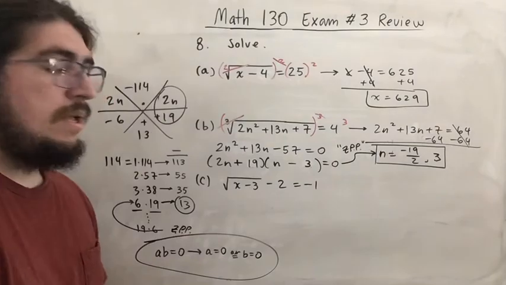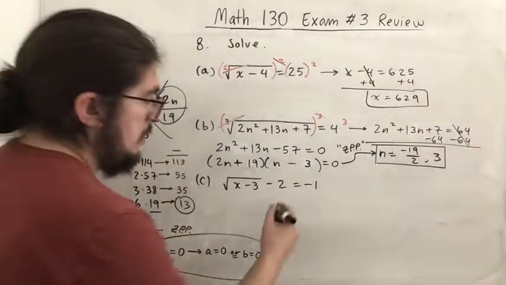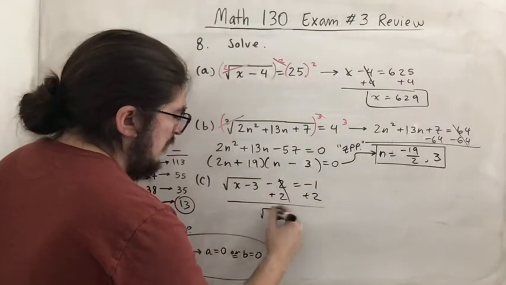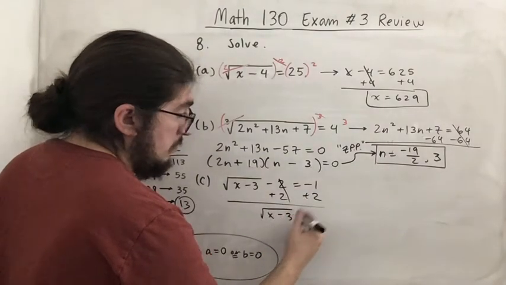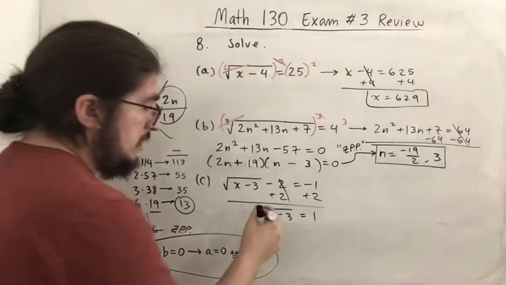Okay. And now this one, again, I want to square both sides, but I want to get the radical by itself first. Pretty simple. Just add 2 to both sides. We get the radical is equal to 2 minus 1 is 1. Then the index here is 2, so I'm going to square both sides here.